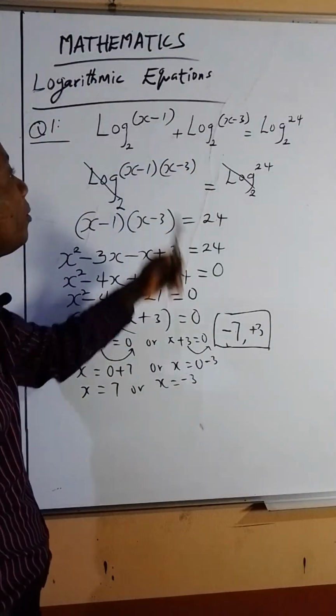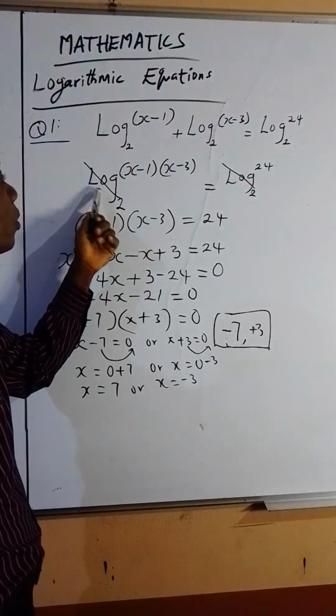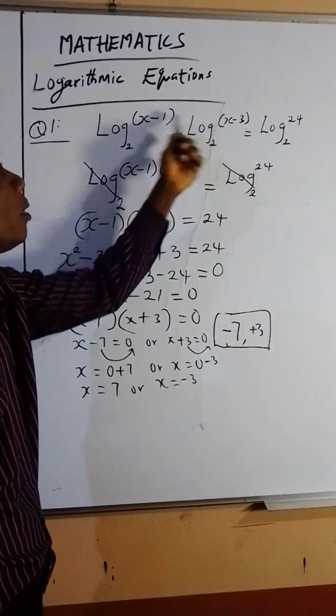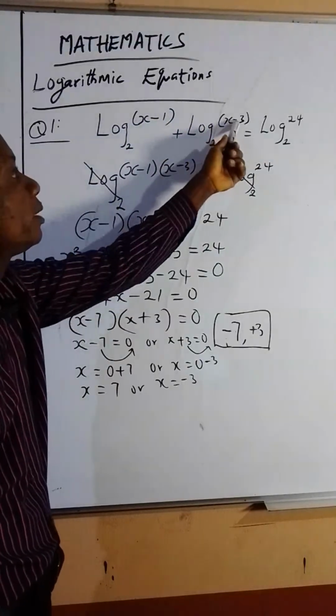When applied here, we take one of the logarithms to the base of 2, then multiply the terms here.